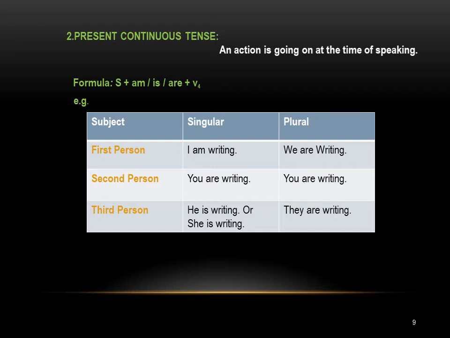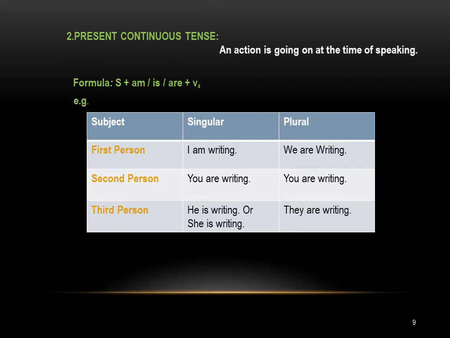Subject first person. See in singular column, I am writing. Here I is subject, am we use as per our formula. Am means helping verb and writing, V4, means present participle. Next, plural, we are writing. We is subject, are is helping verb. Writing, V4, means present participle form of verb.